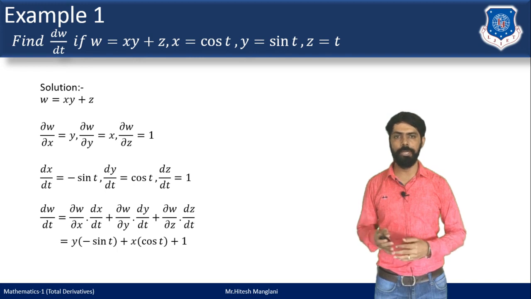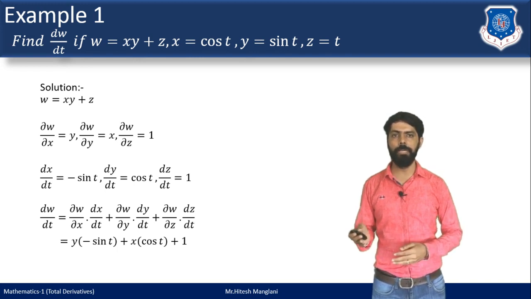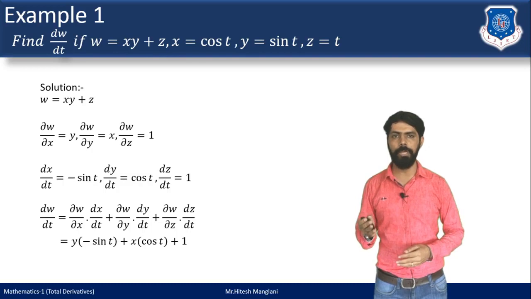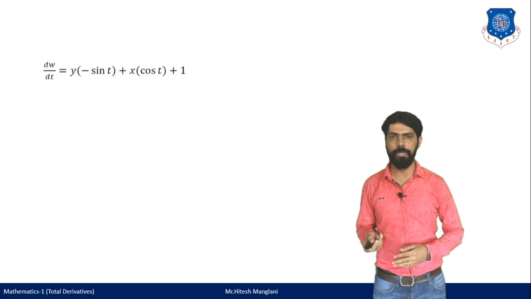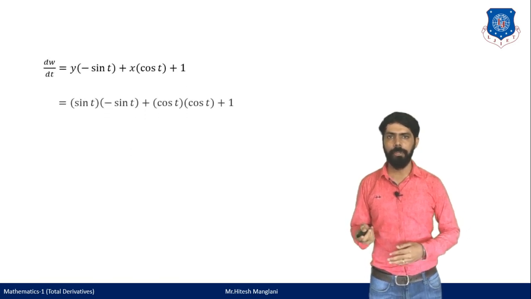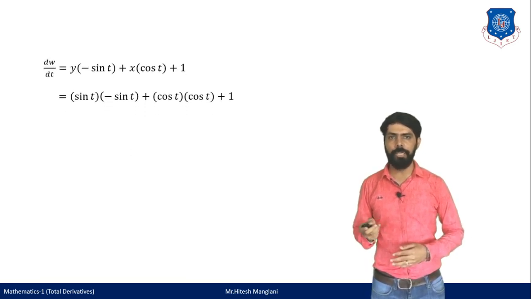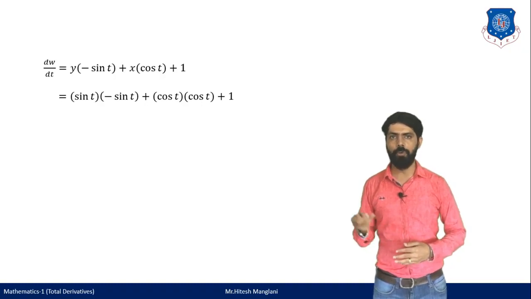So it will be y into minus sin t plus, what is del w by del y? It is x, and dy by dt is cos t. So it will be x into cos t plus del w by del z is 1 and dz by dt is also 1. So it will be 1. So if we simplify this result, then it will be y into minus sin t plus x into cos t plus 1. Now what is y?